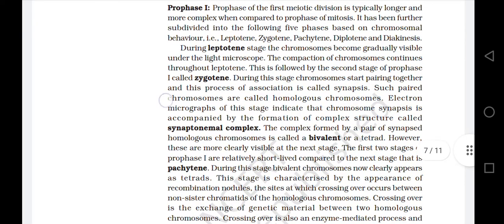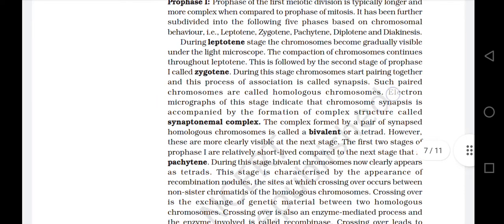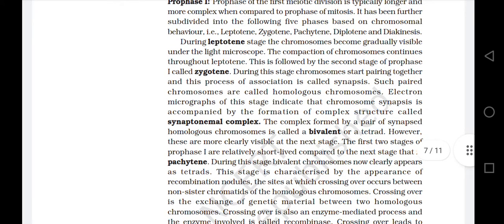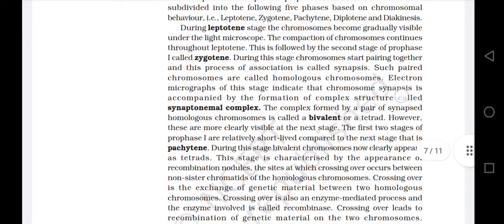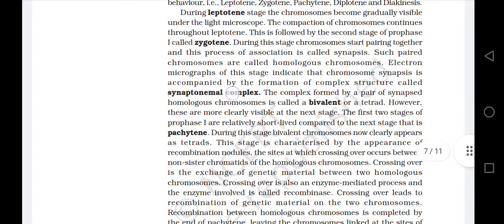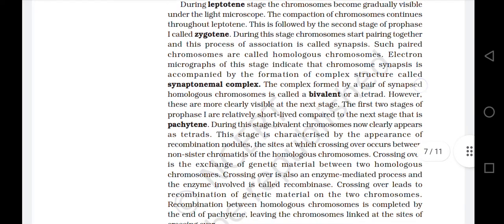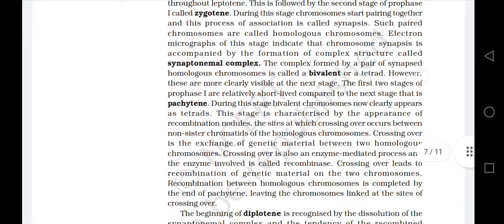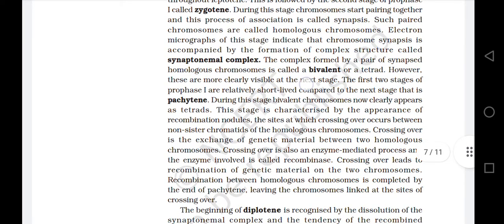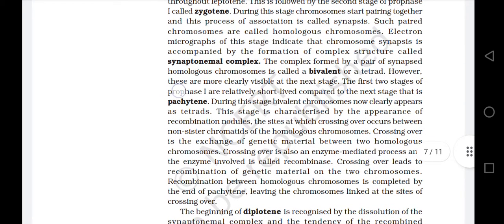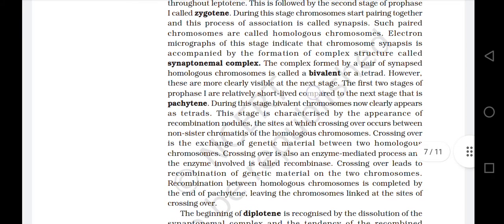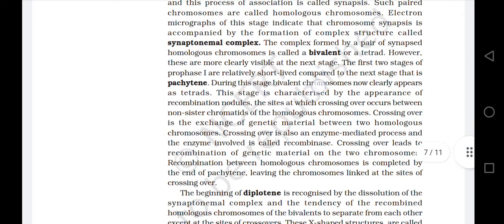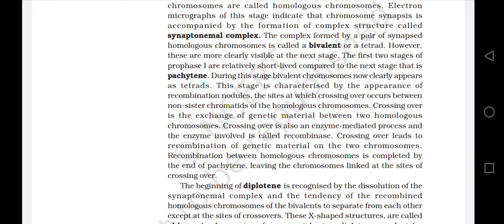Such paired chromosomes are called homologous chromosomes. Electron micrographs of this stage indicate the chromosome synapsis is accompanied by the formation of complex structures called synaptonemal complex. The complex formed by a pair of synapsed homologous chromosomes is called the bivalent or tetrad. However, these are more clearly visible at the next stage. The first two stages of the prophase 1 are relatively short-lived compared to the next stage, that is pachytene. During this stage, bivalent chromosomes now clearly appear as tetrads.